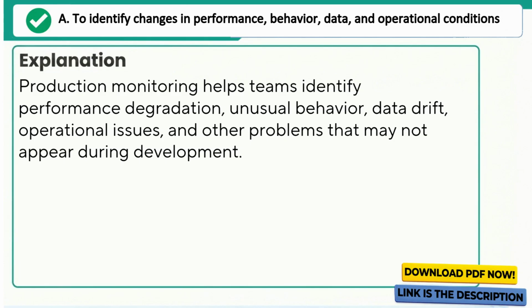Correct answer. A. To identify changes in performance, behavior, data, and operational conditions. Explanation. Production monitoring helps teams identify performance degradation, unusual behavior, data drift, operational issues, and other problems that may not appear during development.